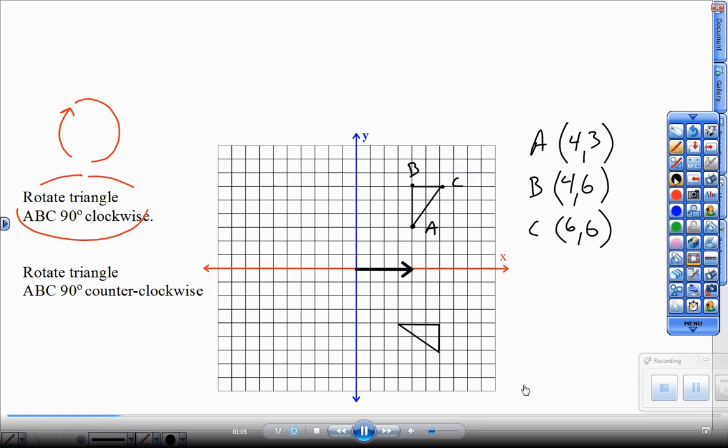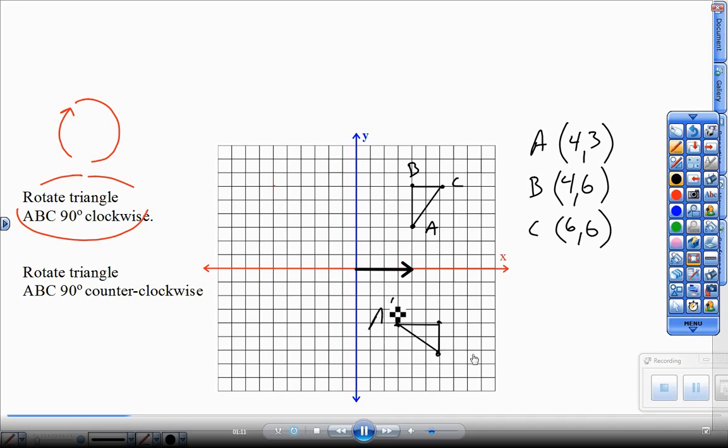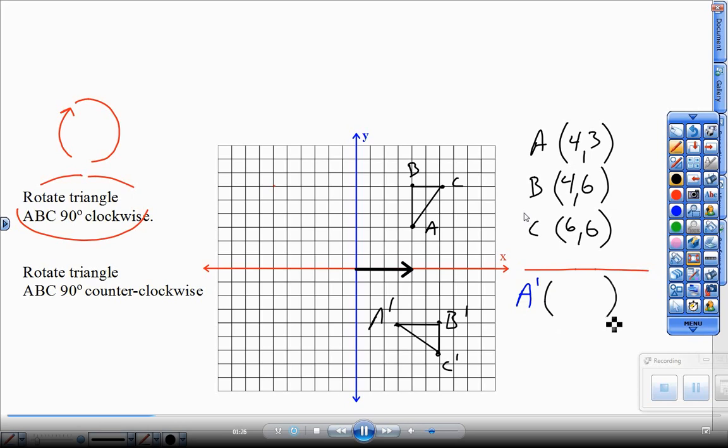So if I write those coordinates, A prime, B prime, and C prime, you should see that if you turn a quarter turn to the right, the points are going to flip, and then the right side is going to be opposite. So when you turn it to the right, flip the points 4 and 3, so it's 3 and 4, and then make that right side coordinate opposite, so the opposite of 4 is -4. Flip 4, 6 to be 6, -4. Flip 6, 6 to be -6, 6.